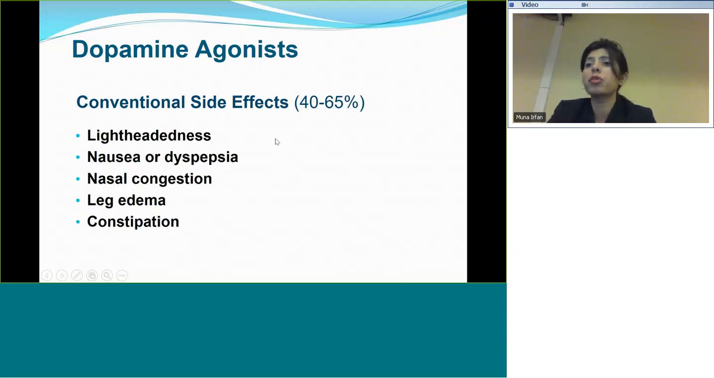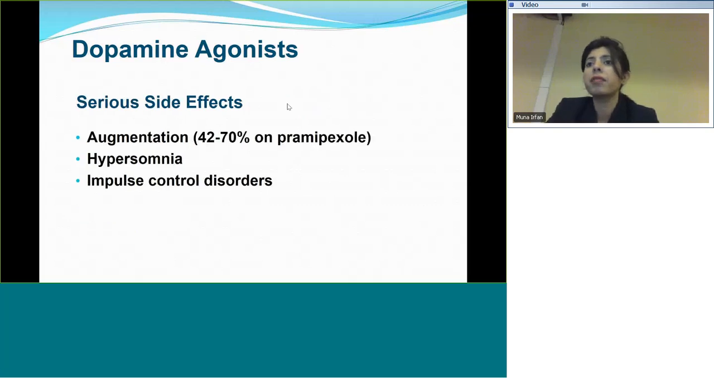The conventional side effects are noted very commonly, and in many cases they could be tolerable, but in some cases, of course, they can lead to discontinuation of the medication too. Lightheadedness, nausea, nasal congestion, and even leg swelling, leg edema, and constipation. Serious side effects, which would make you think about tapering the dose and trying another agent, include augmentation. The incidence of augmentation with levodopa was 80%, but even with regular dopamine agonists like pramipexole, it could be anywhere from 40 to 70%.